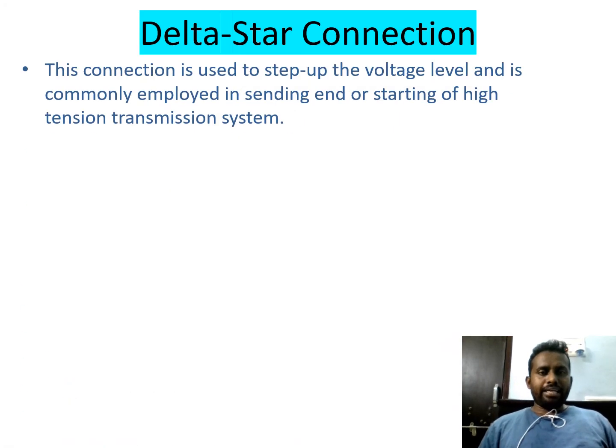The second one, delta star. The previous one was star delta and this is delta star. The star delta was used for step down and this will be used to step up the voltage levels at the generating stations. Basically we will step up the voltage and then transmit. So at the generator, this is also called a generator transformer, because we will be using this to step up at the generating stations.